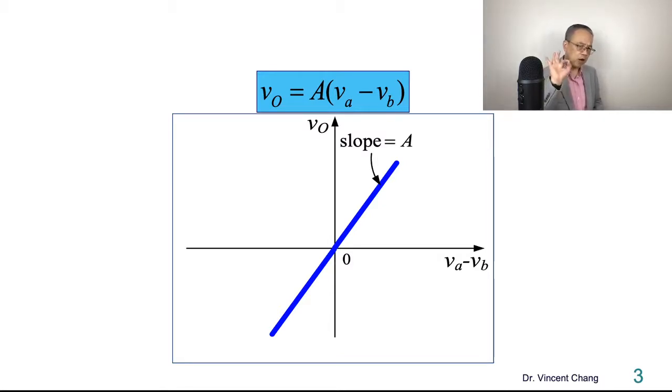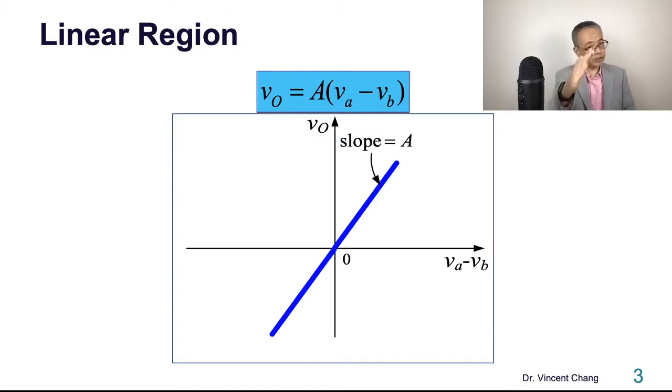But think about what's the typical value of A? I mentioned this in the previous 2 lectures. 100 decibel. 100,000. That's big. That's huge. Such a huge slope. But there must be a ceiling, right? There must be a ceiling.